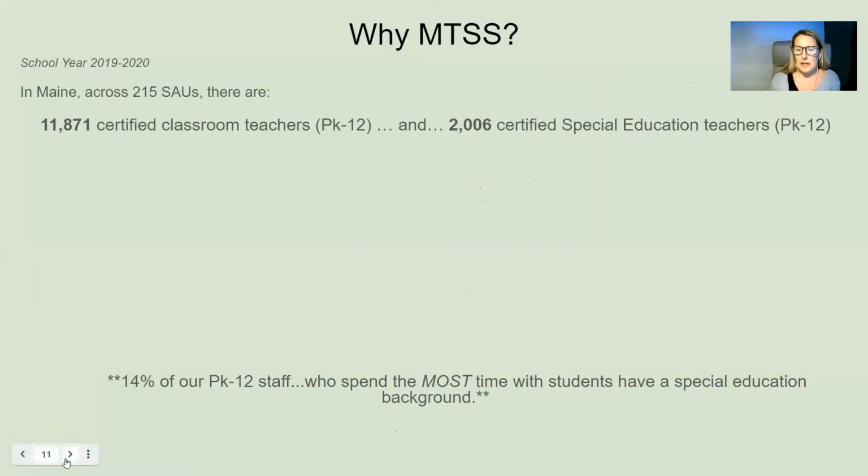I went ahead and pulled some data from our state of Maine, and this data comes from the school year 2019-2020. So it's our most recent full and complete school year. So just keep that in mind, as some of these figures may have changed, especially this year in our COVID year, where we've added some other positions to support students. So in 2019-20 in Maine, we had 215 school administrative units that contributed to this data.